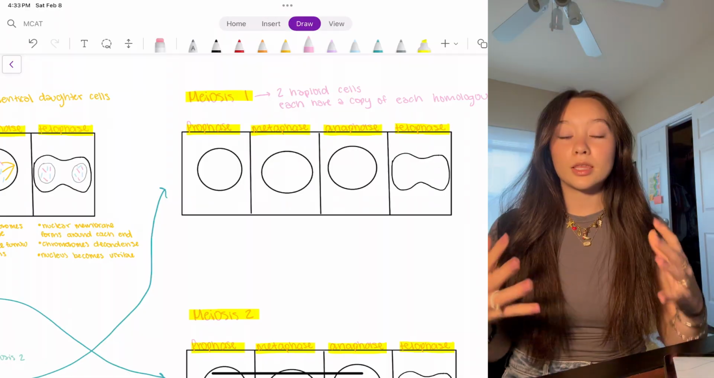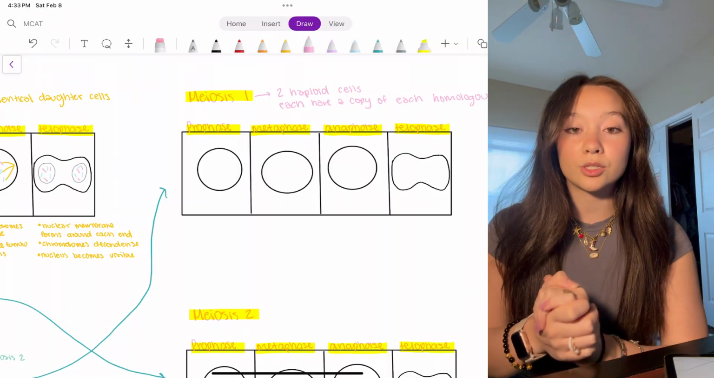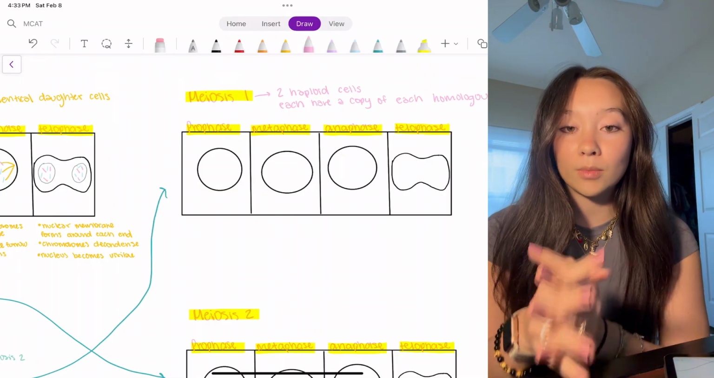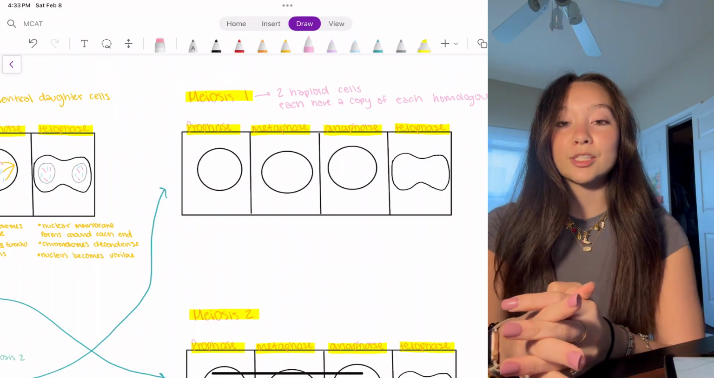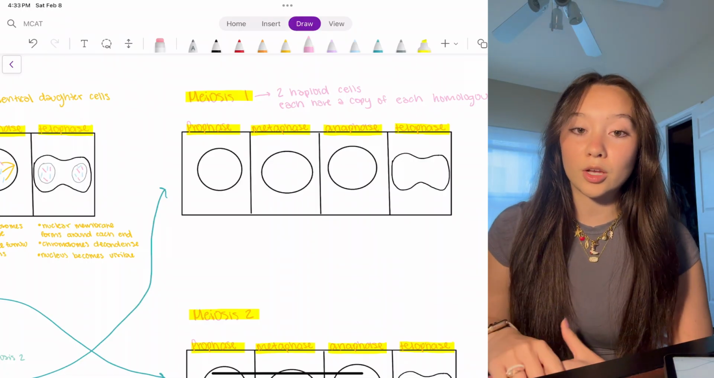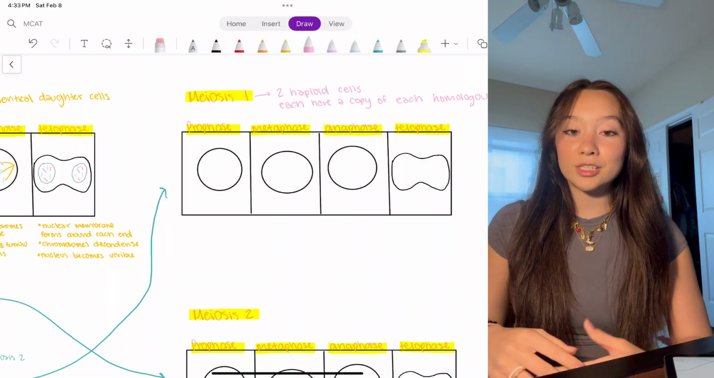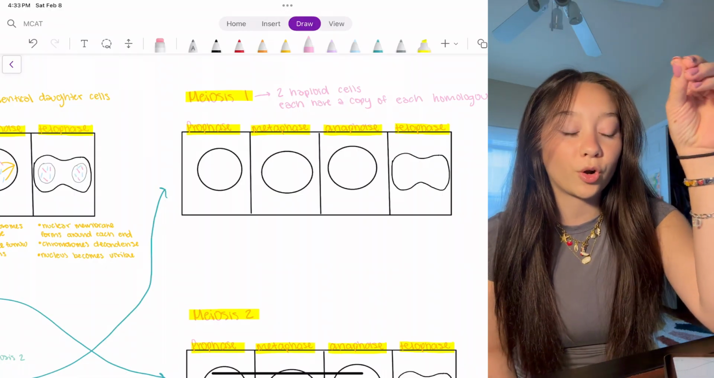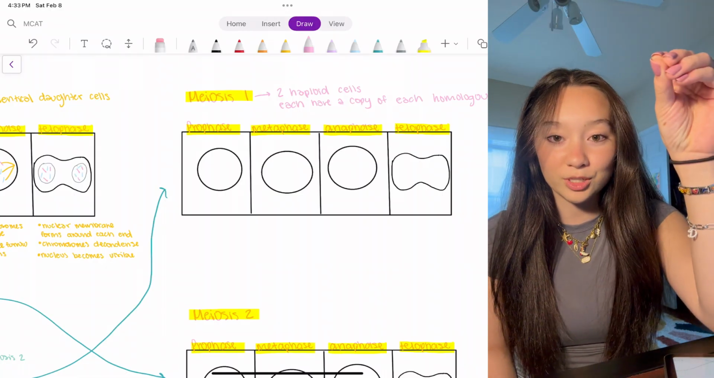Prophase 1. This is where the 2 sister chromatids condense and they start to form homologous chromosomes. And so this happens during crossing over. And so crossing over, it is important to note that crossing over occurs in prophase 1. That is important to know.